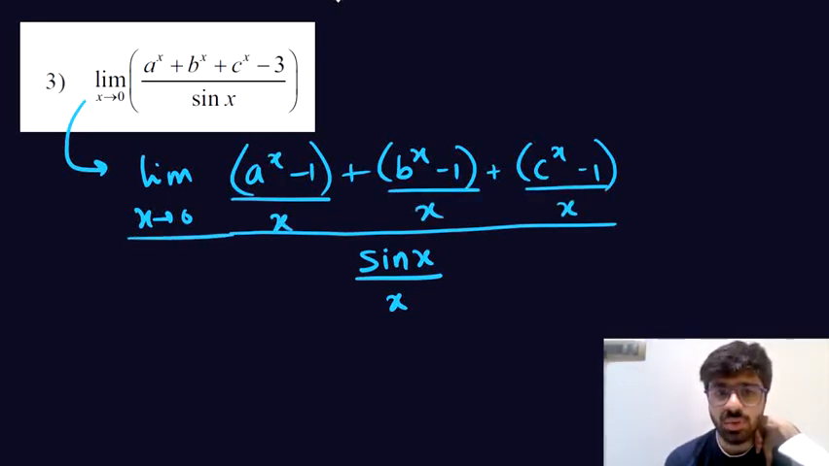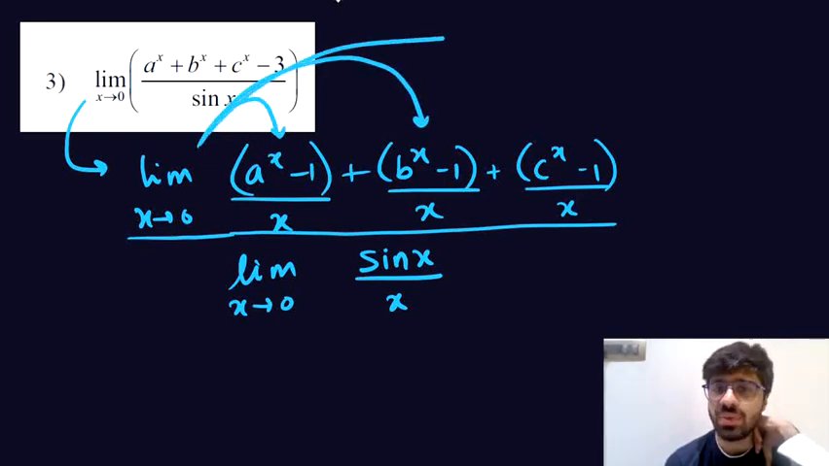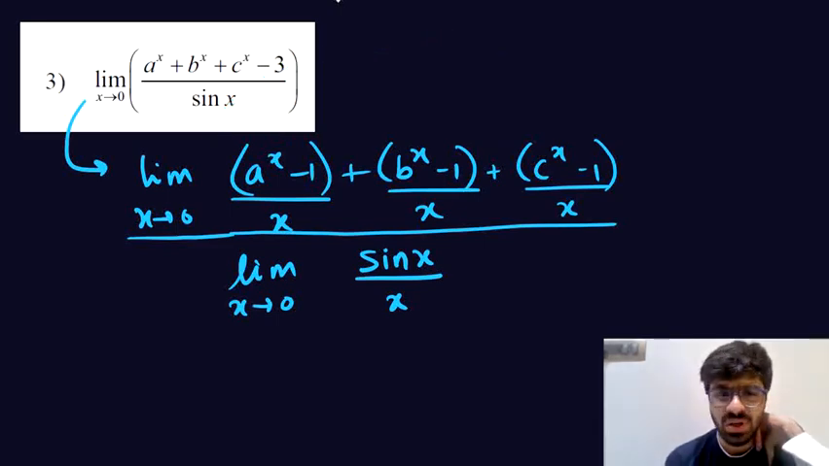You can separate the limit also. So one limit goes in the numerator and one limit comes in the denominator. Limit of one term plus limit of second term plus limit of third term. That is an additional step you need to write in your exams. But because it's a very straightforward thing, I am not writing it here.